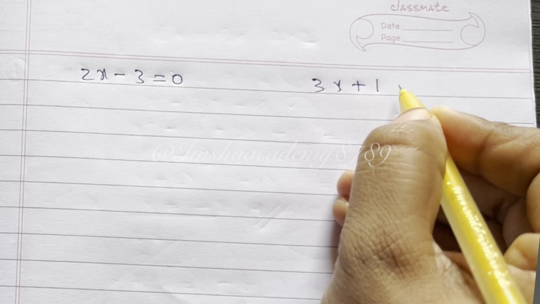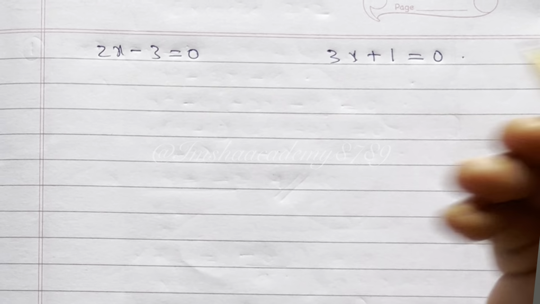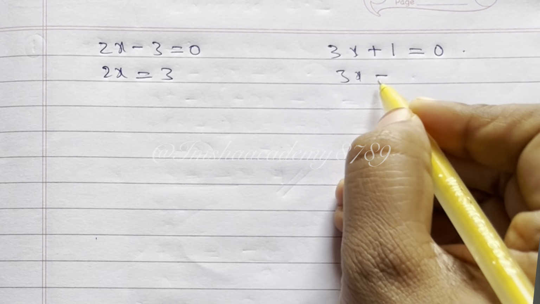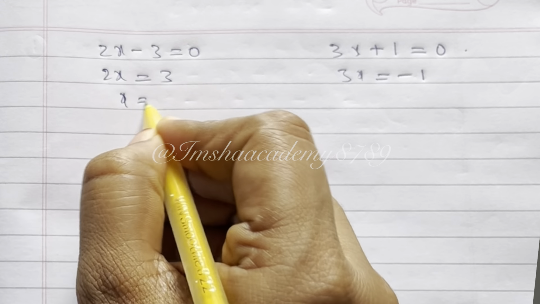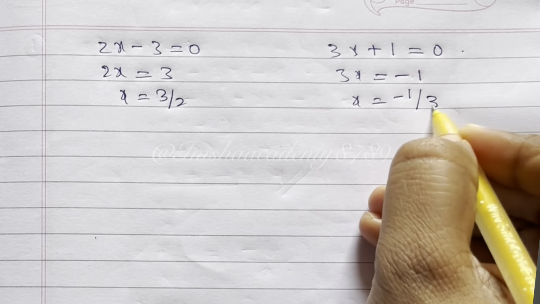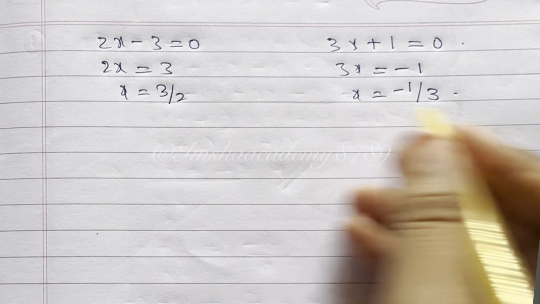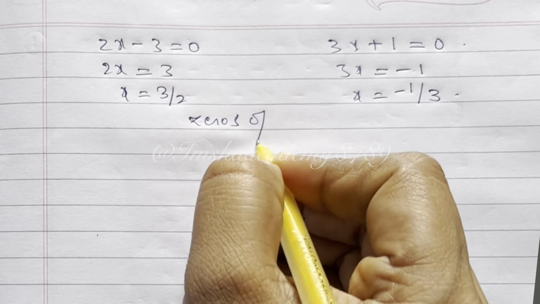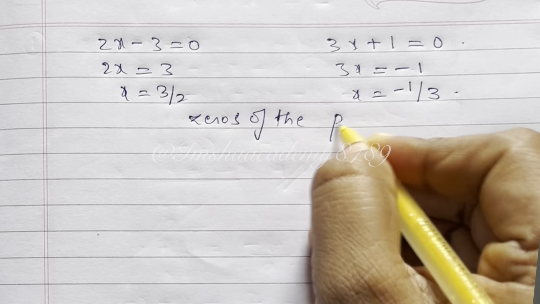3x plus 1 is equal to 0. 2x is equal to 3. 3x is equal to minus 1. x is equal to 3 by 2. x is equal to minus 1 by 3. Okay, these are the zeros of the polynomial.